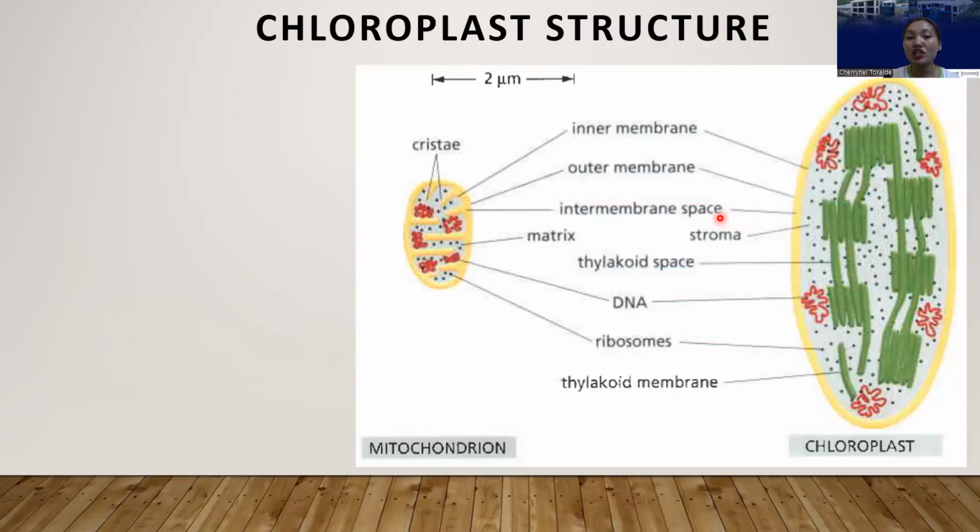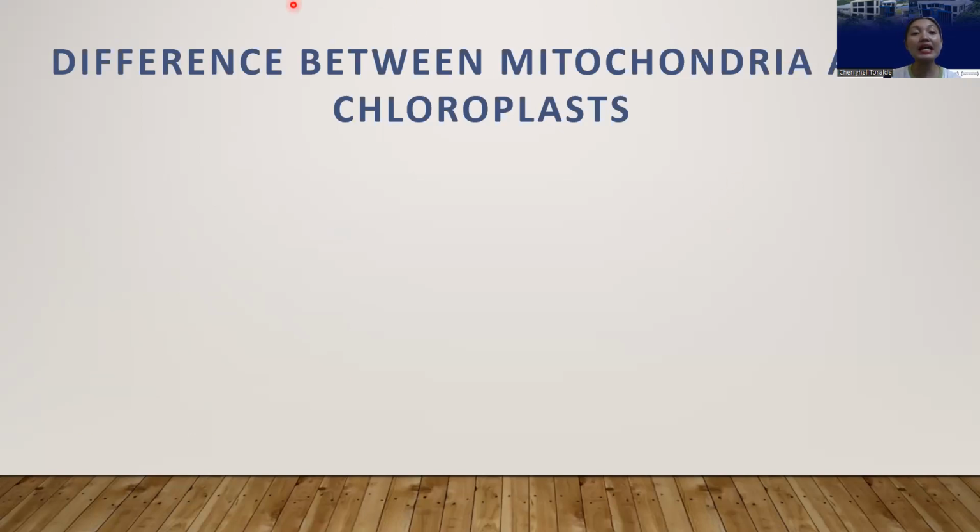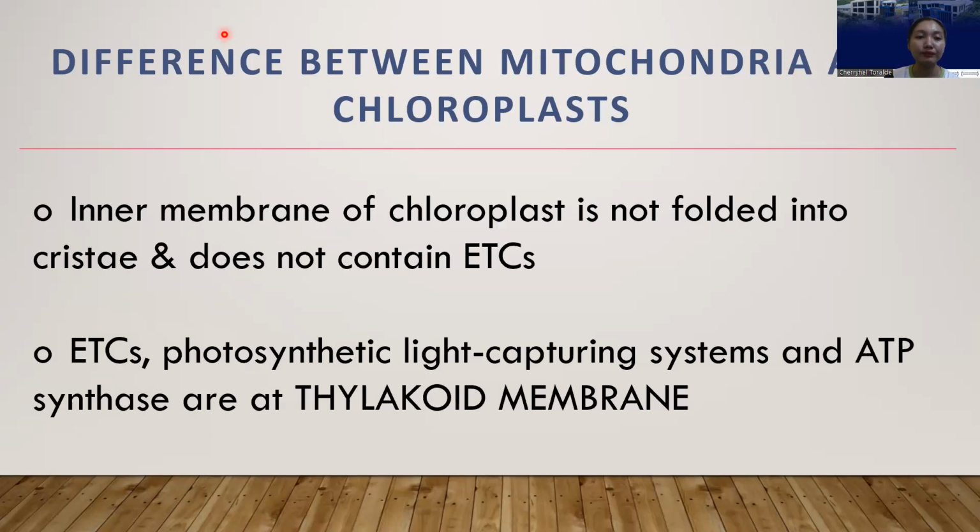Both have their own genome and genetic system. What is the difference between mitochondria and chloroplasts? Of course, the inner membrane of the chloroplast is just smooth. It is not folded into cristae, and it does not contain any electron transport chain proteins. It is just a plain inner membrane. And then the ETC, photosynthetic light capturing systems, and the ATP synthase: in the mitochondrion these are in the cristae foldings of the inner membrane, but in the chloroplast, you find them in the thylakoid membrane.